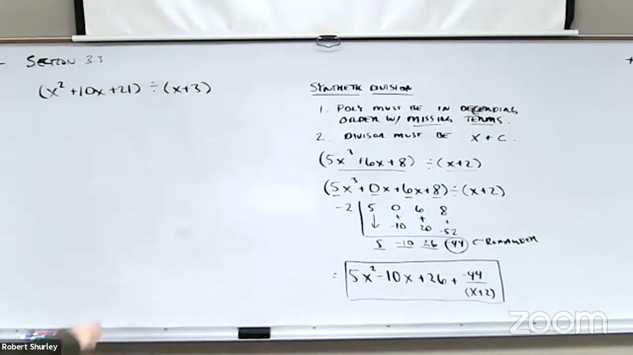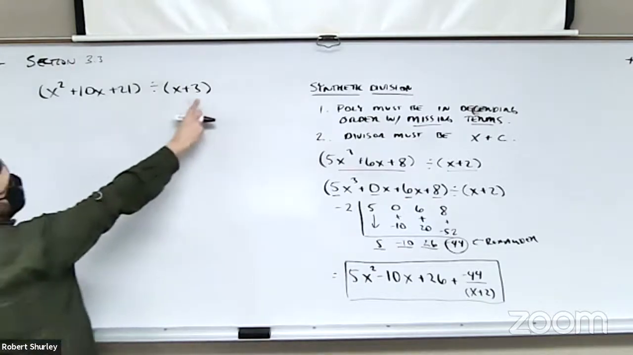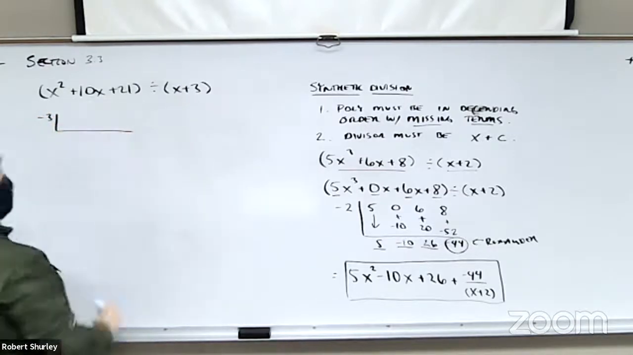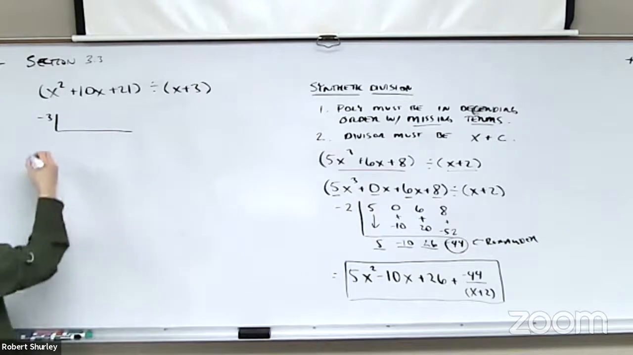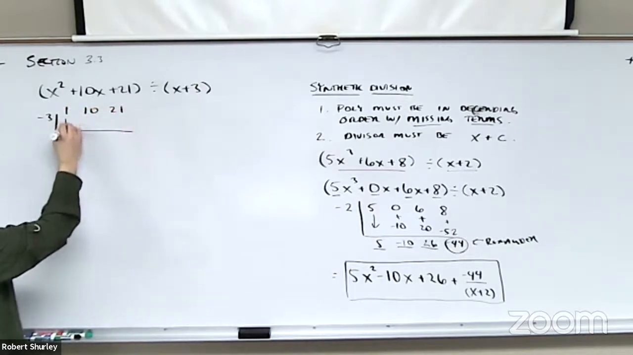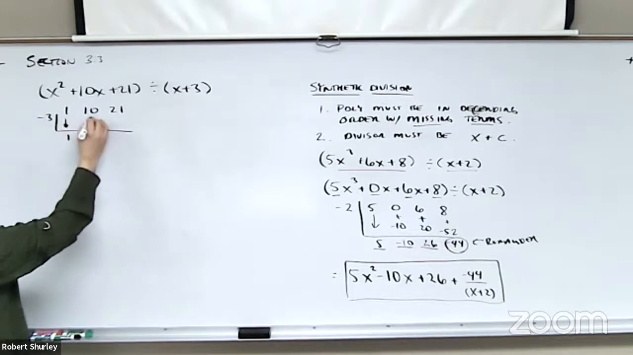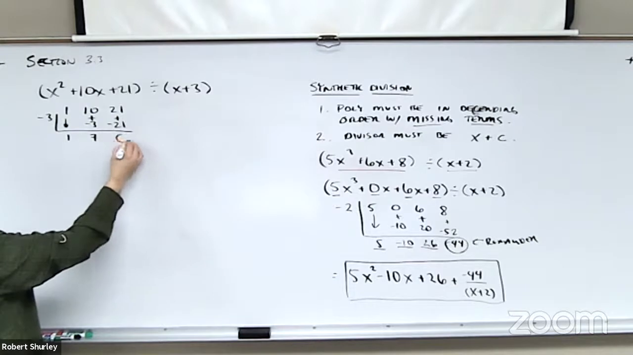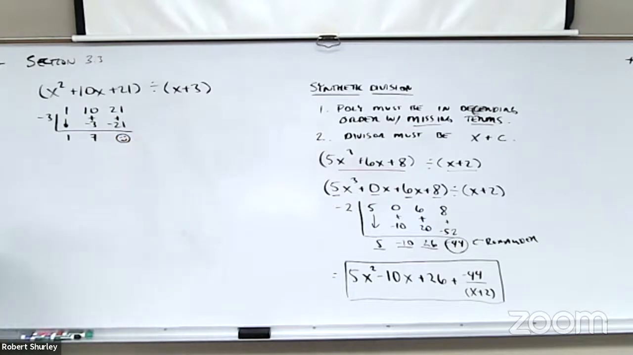All right, let's see what happens. Now, if x plus 3 is the factor, minus 3 would be the, hopefully, potential 0. We'll get to that here in a minute. And then we wind up with 1, 10, and 21, right? So bring the 1 down, -3. Add, we get a 7. Multiply, we get a negative 21.